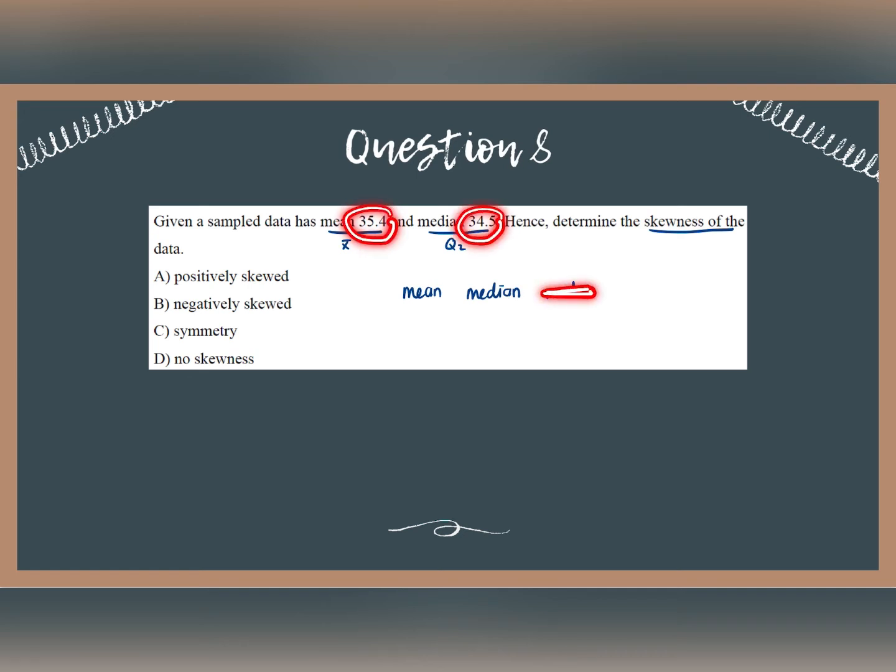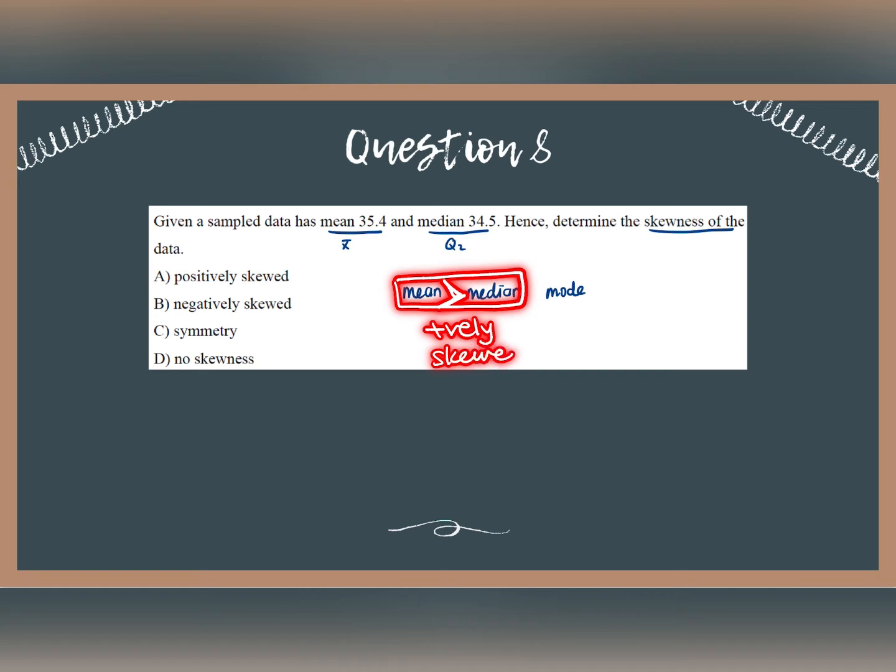So from here we can see that our mean is actually bigger than median. So bila mean bigger than median, that means ni kat arah kanan kan. So it will be positively skewed ataupun skew to the right. Okay, dia adalah positively skewed ataupun skew to the right. So the answer kat sini kita nampak the answer will be at A.